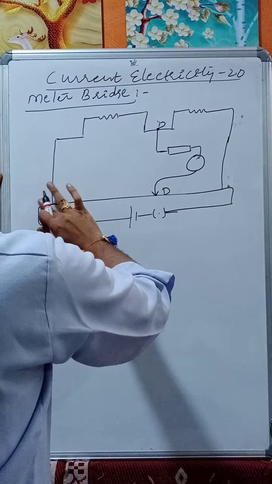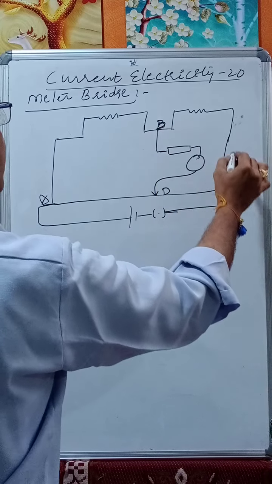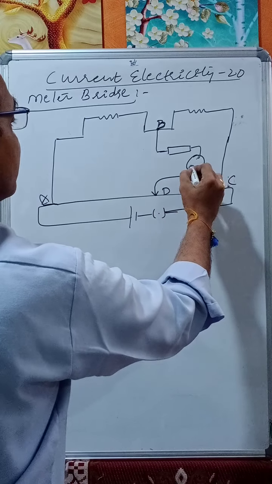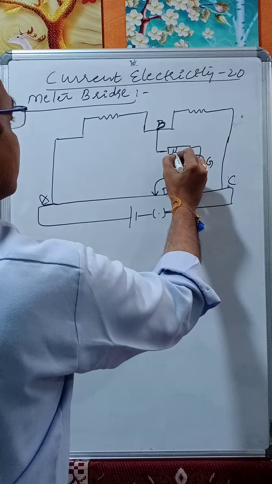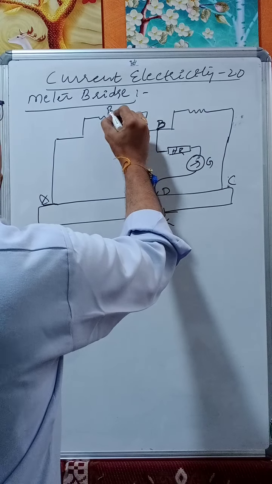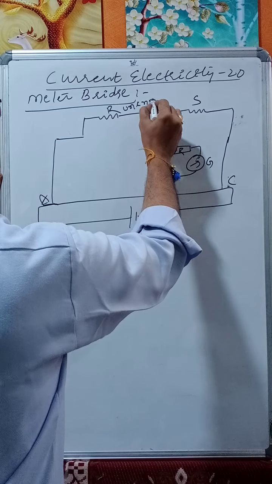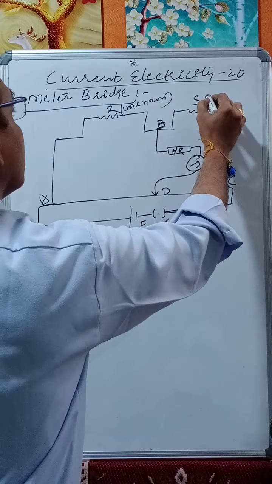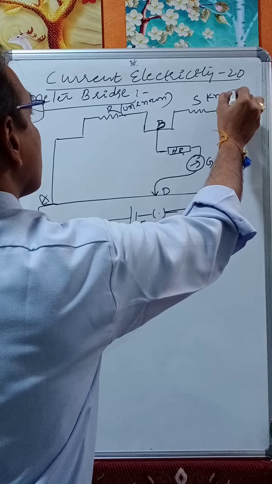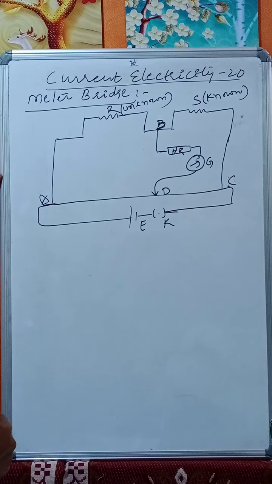Let's take this as A. This is B, this is C, and this is D. This is the galvanometer. This is a high resistance, along with the battery and key K. This is R, this is S, the unknown resistance.